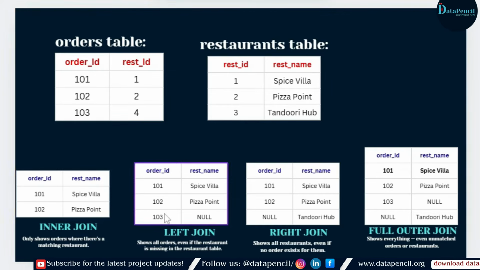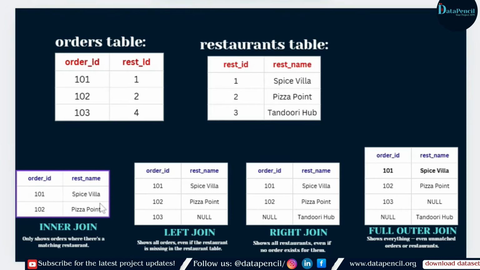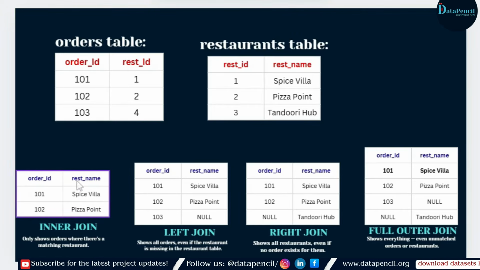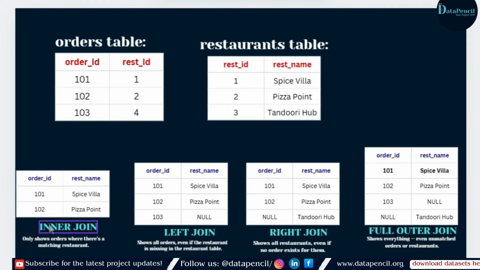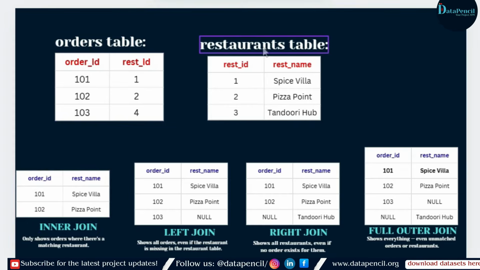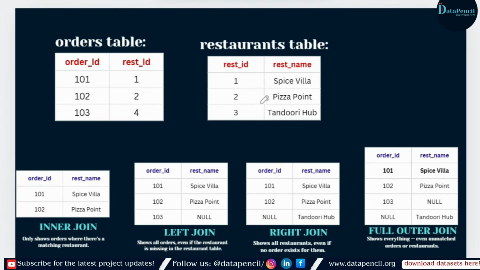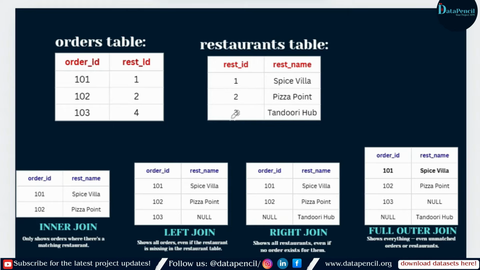So you should know this concept as well, and it is very, very easy, guys. See, in the inner join, what happened? You can see the orders table and the restaurant table. If you use inner join, then only matching rows will come in the output window. So here, what rows are matching? This is 1. So order ID 101 with Spice Villa will come. Restaurant ID 2 is also matching, so 102 with Pizza Point will come here.